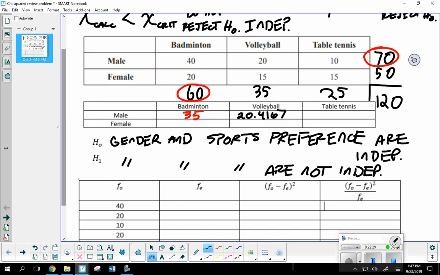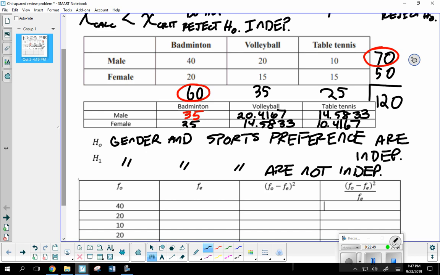For this one, I got 14.5833. Okay, then for the females, first one, 25, who chose badminton, 14.5833. And then for this last one right here, I got 10.4167. Those are my expected frequency values.